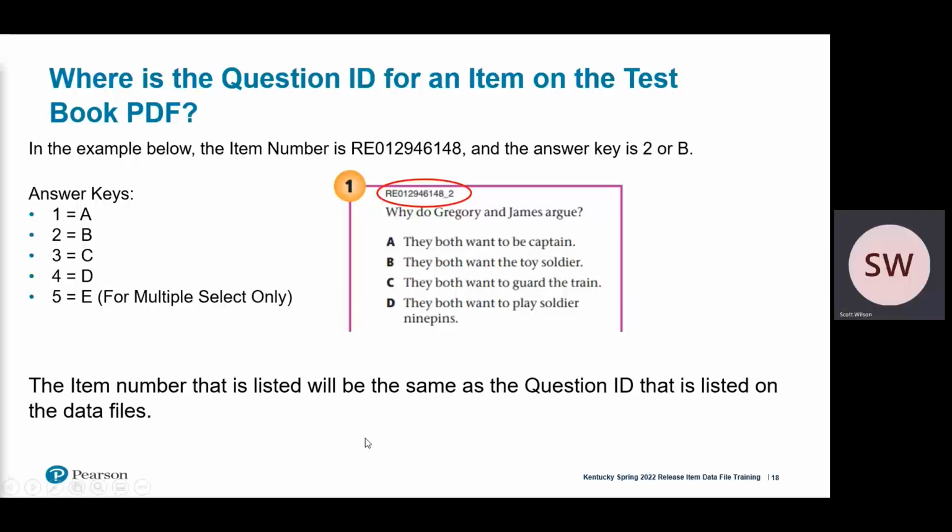So this slide shows what I just explained. So in this example, the item number is RE012946148. And the answer key is 2 or B. You'll see that circled here with the underscore and the number 2. The answer keys will correspond accordingly on the side here. And again, the item number that is listed will be the same as the question ID that is listed on the data files.